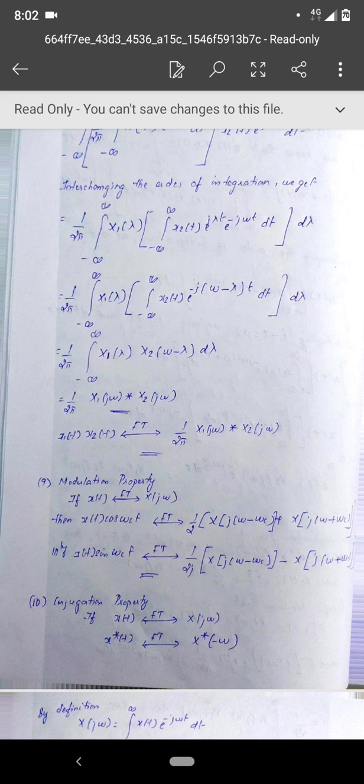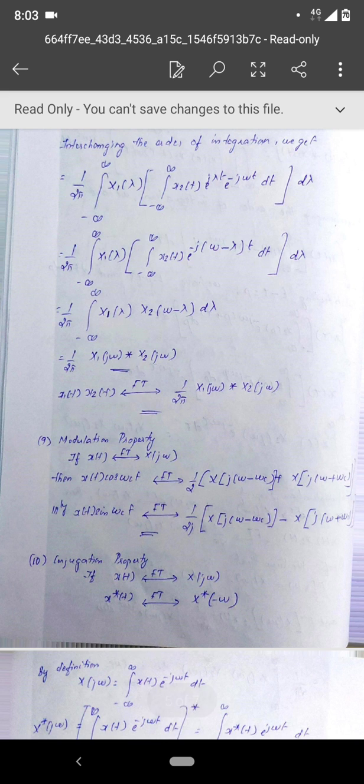That is, you have a message signal x(t) that is modulated with a carrier signal cos(ωc t). That cosine signal is a carrier wave with a frequency ωc, and so x(t) is being modulated with the carrier waveform with a frequency ωc. Then if you find the Fourier transform of such a modulated signal, what is the result? The result is half of X(j(ω − ωc)) plus X(j(ω + ωc)).